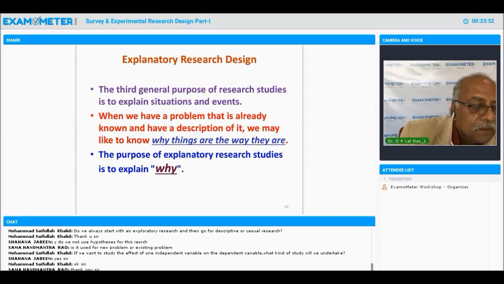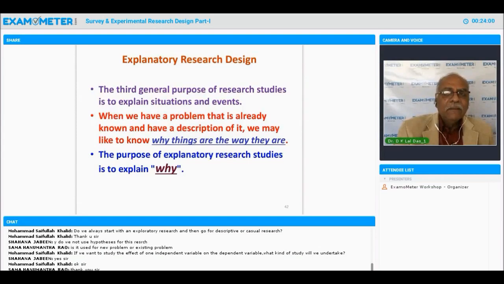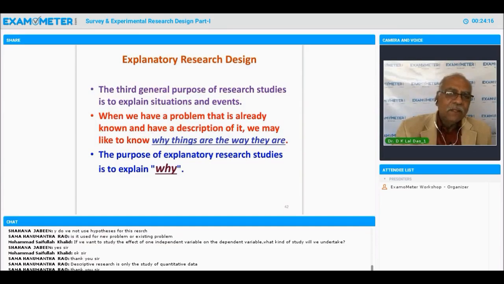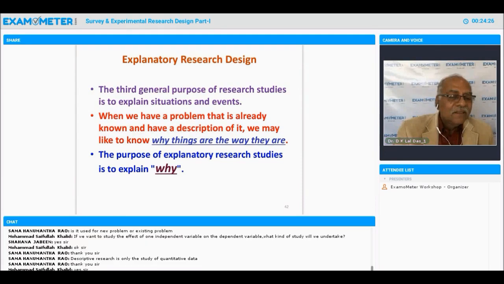Now, Saifullah Khalid, your question this moment, that the effect of one independent variable on another could be a descriptive study. But I would suggest you still wait to see the third type of research design, and then it would be right to decide which research design you should follow. Is it okay, Saifullah? Yes, okay. Shall we proceed?